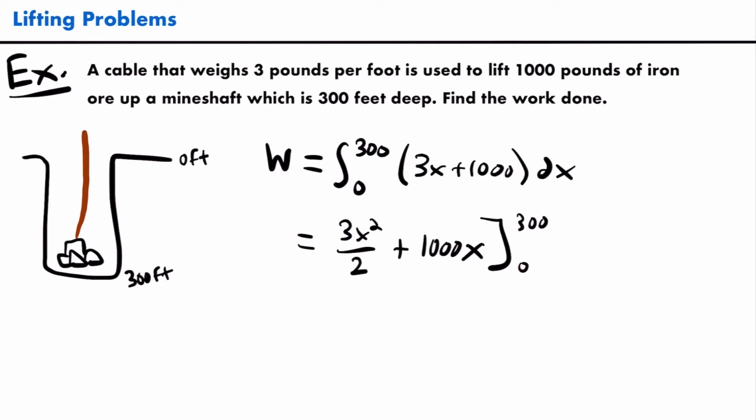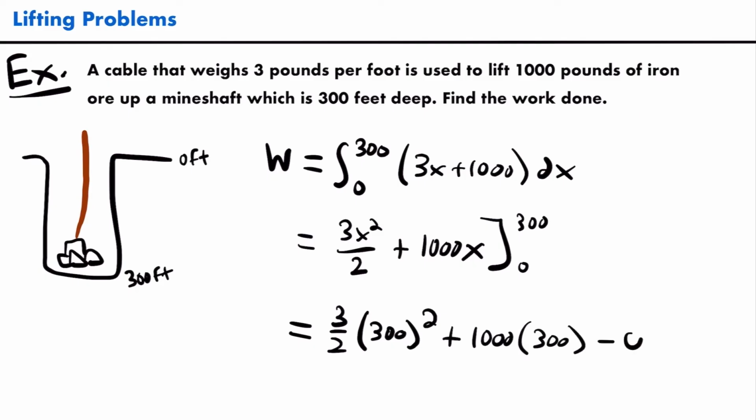However, notice that when we plug 0 in for x here, that's just going to produce 0, because 0 squared times 3 is 0, divided by 2 is still 0, and 1,000 times 0 is also 0. So all of this is 0, so we don't need to worry about plugging in 0. Let's just plug 300 in. So this will be equal to 3 halves times 300 squared plus 1,000 times 300. And then if you want, you could write minus 0, but we don't really need to write that since it doesn't affect our calculation.